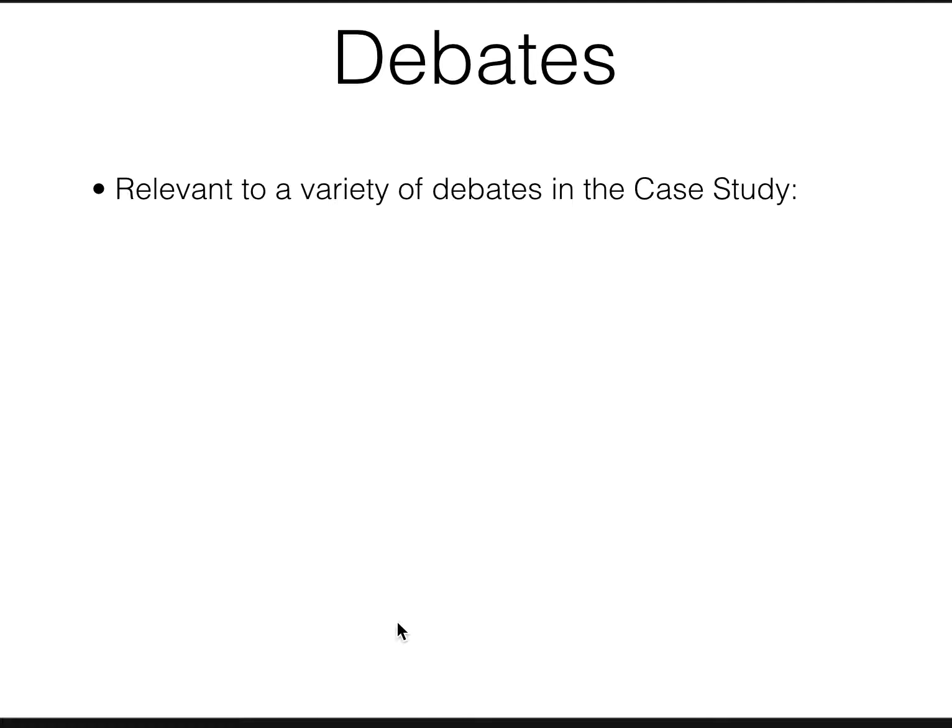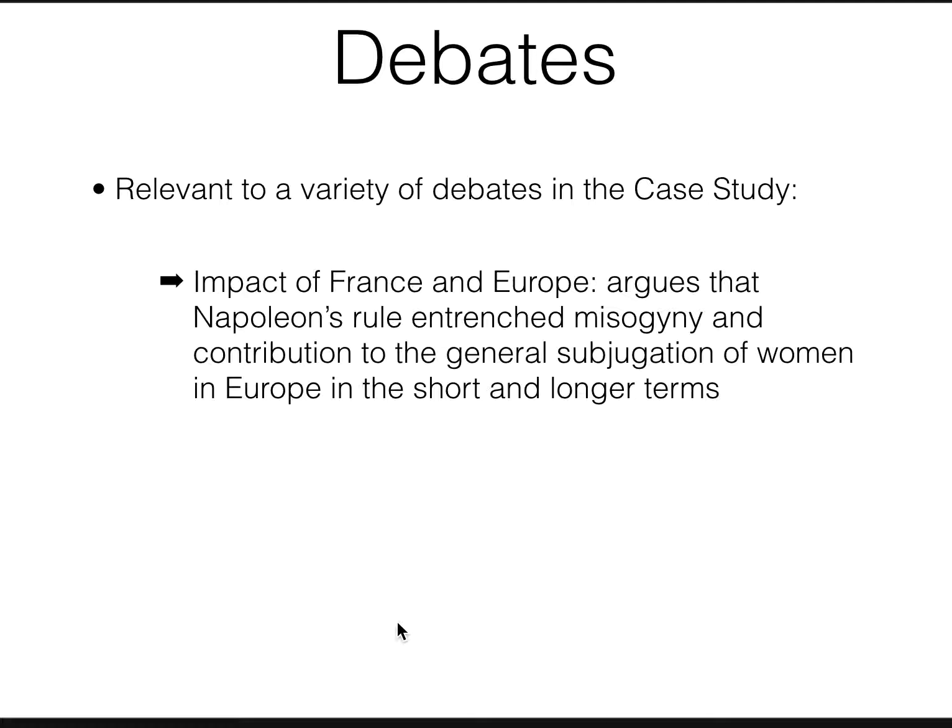Okay, the final thing that I want to quickly cover here is the question, what kinds of debates is it relevant for Bonnie Smith? Well, certainly the impact on France and Europe debate. She's arguing that Napoleon's rule basically entrenched misogyny and also contributed to the general subjugation of women in both the short and long terms. Her approach to this is interesting, and I think that would give you interesting evidence to work with if you're trying to explain the changes in interpretations. Why have people read Napoleon's impact differently? Well, part of it is because of ideology and method. She has brought to the table a different ideology and a different method, and that has helped to expand the debate into new areas.